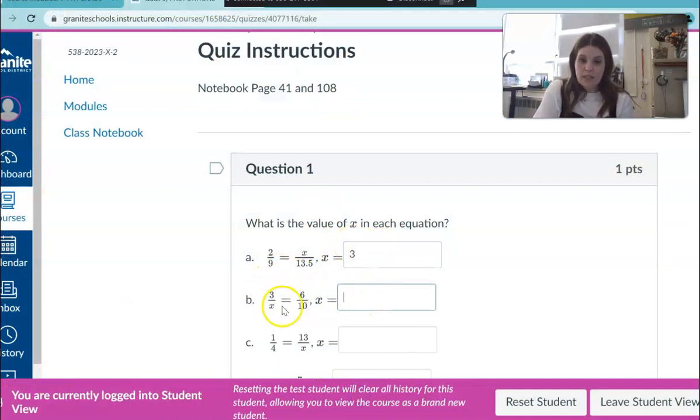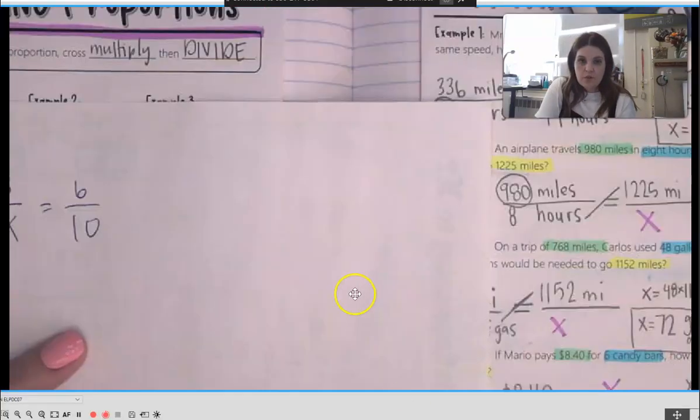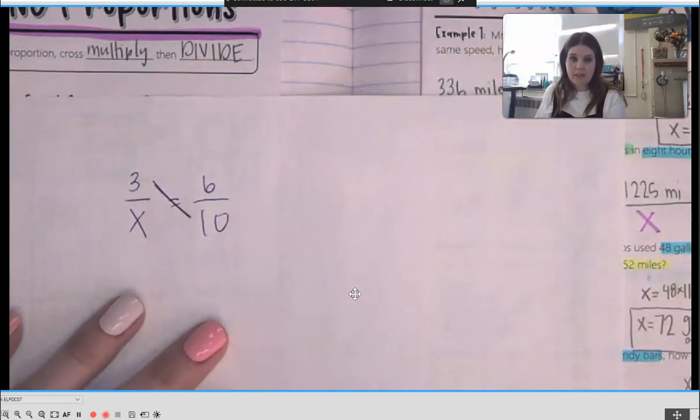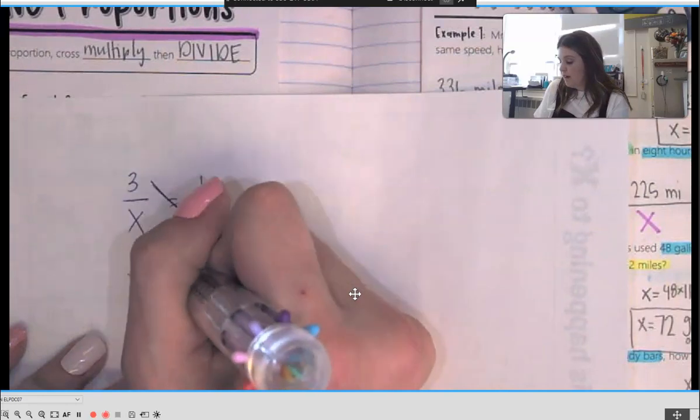Now this one, the x is in a different position. So this time it is 3 over x equals 6 over 10. So for this one, I'm going to cross multiply 3 and 10, and then I'm going to divide by 6.